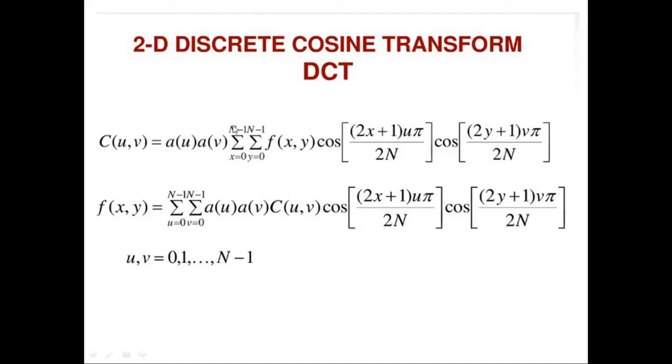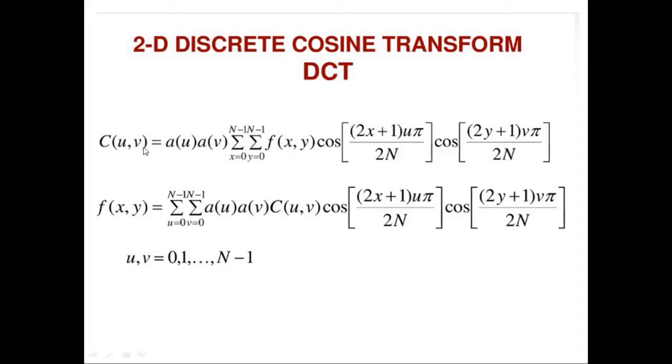And instead of one summation, we have two summations because it is a two-dimensional signal, that is an image. So f of x comma y multiplied by cos of 2x plus 1 into u pi by 2n into cos of 2y plus 1 into v pi by 2n, and it is multiplied by the normalization factors along x direction and y direction to get the coefficients in the DCT domain. C of u comma v, u is varying from 0 to n minus 1 and v is also varying from 0 to n minus 1. Since there are n by n pixels in the image, we are getting n by n coefficients in the DCT domain.